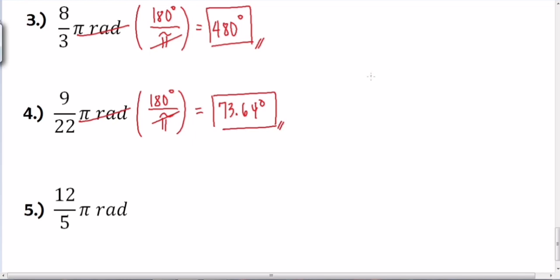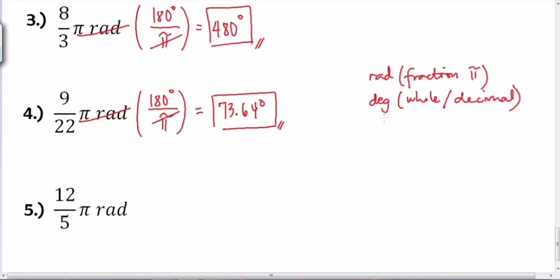So, take note na lang, guys. Kapag radian, i-fraction nyo na lang siya. Para uniform. I-fraction nyo siya at naka-in terms of pi siya. Ibig sabihin, visible yung pi. At kapag naman pinag-uusapan ay measurement na degrees, whole number, or decimal number. Okay? So, yan yung mga sagot.